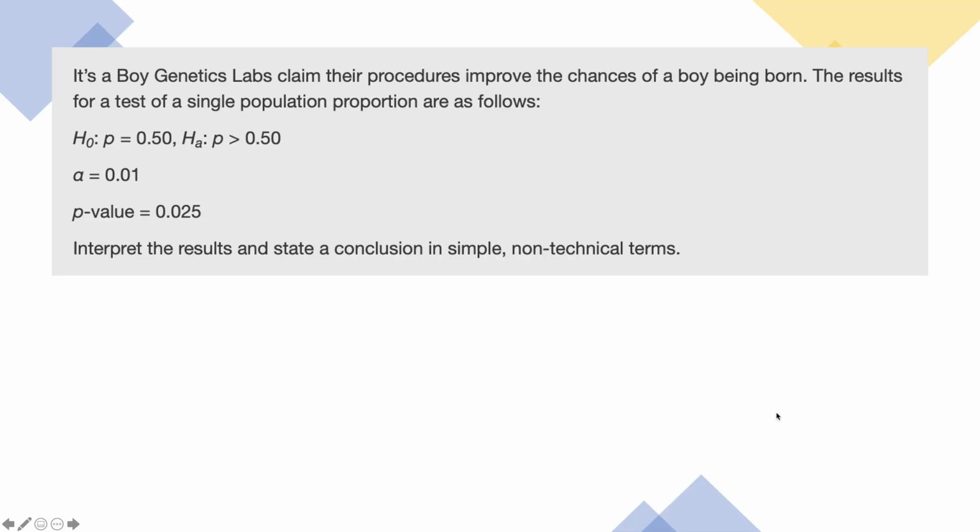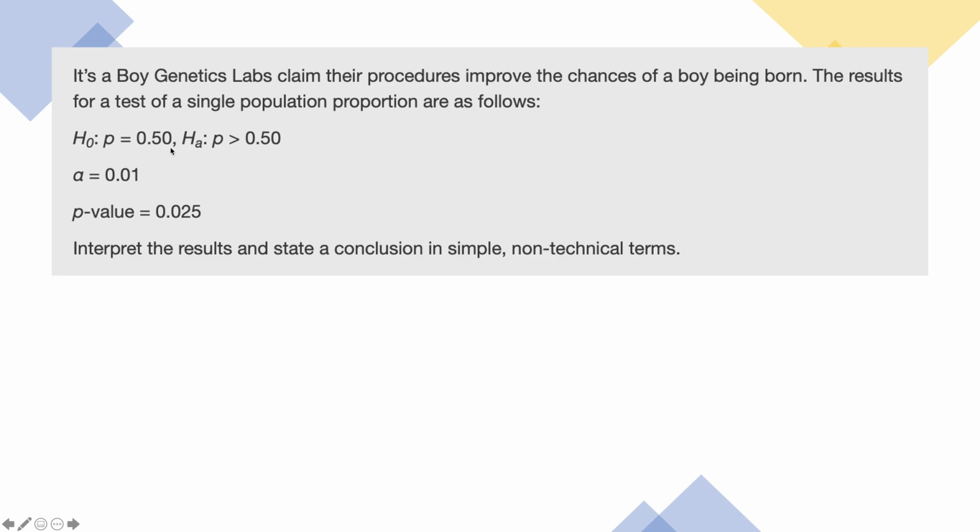It's a Boy Genetics Labs. Here we are, back to this again. People like King Henry VIII, they probably were really into this lab, claim their procedure improves the chances of the boy being born. The results for a test of a single population proportion, that's that other formula, the second one we went over, are as follows.